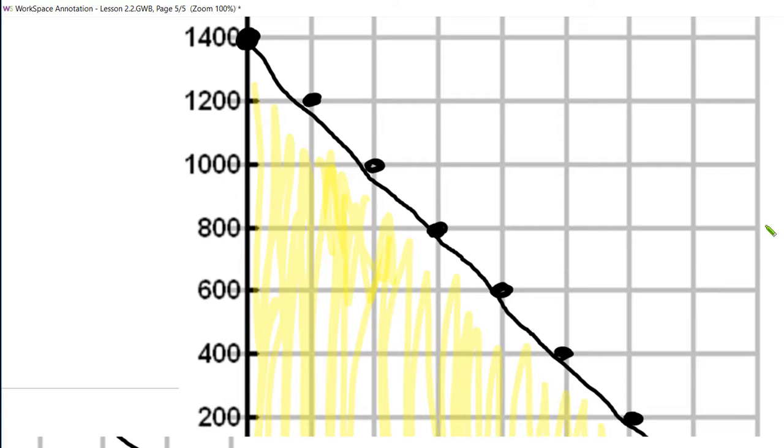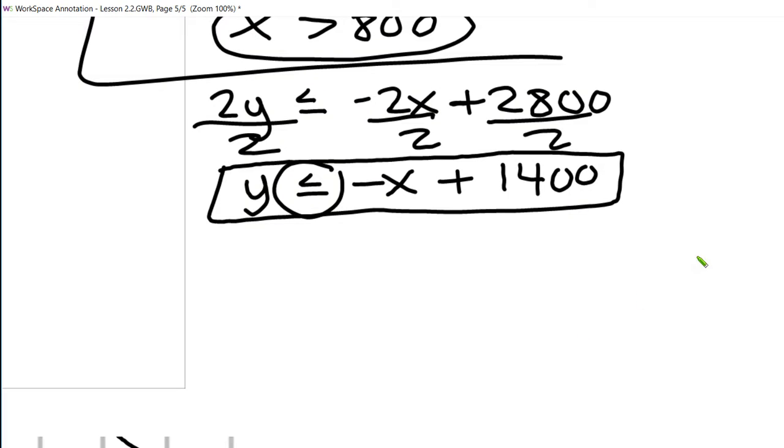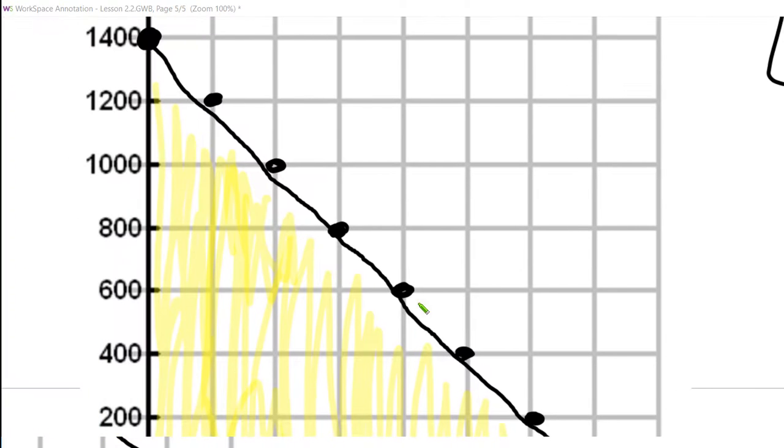And then our second inequality was x is greater than 800. So go to the x-axis, put your point on 800. And if my line goes through the x-axis, does it go up and down or side to side? Up and down. And when I go up and down, would it be solid or dashed? Why is it dashed? Because it's not equal to. There's my dashed line.